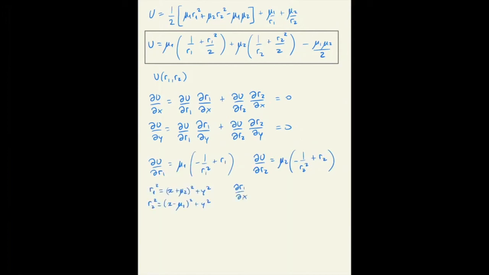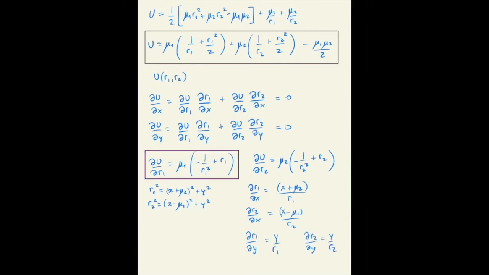Therefore, for the derivative of r1 with respect to x, if we take the derivative of the first equation with respect to x, we have 2 r1 dr1/dx equal to 2 times x plus mu2. So we cancel the 2's on both sides and divide by r1. And similarly, the derivative of r2 with respect to x is x minus mu1 over r2. And the derivative of both of them with respect to y is y over the radius. So we have the relations we need.